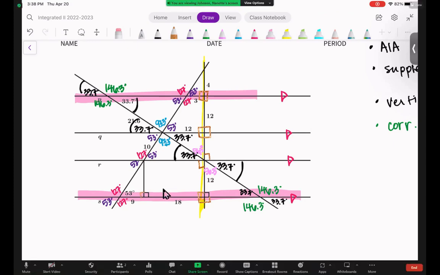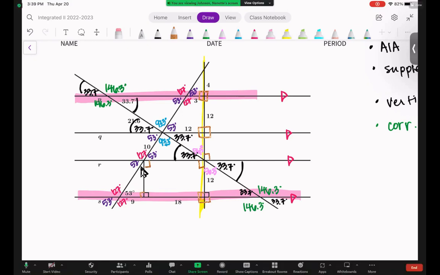Oh, and then, okay, so there's more, right? Do you see this rectangle right here? This rectangle right here tells me that this is going to be 90 as well. And now I'm missing this angle in here.